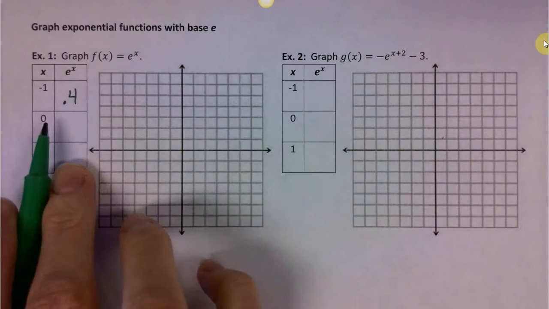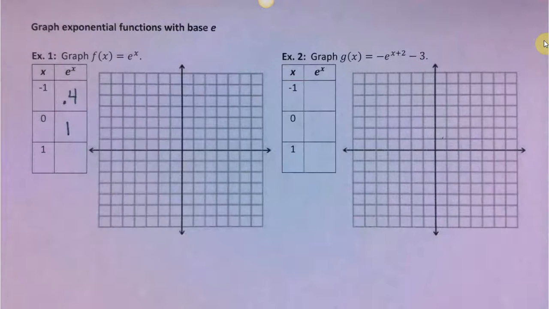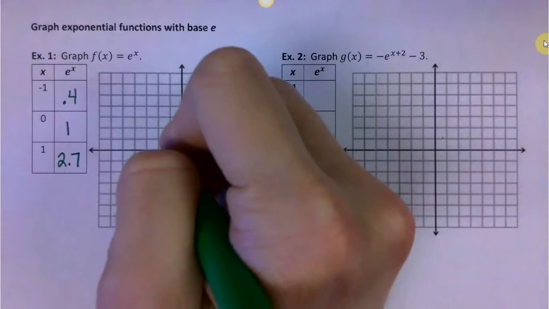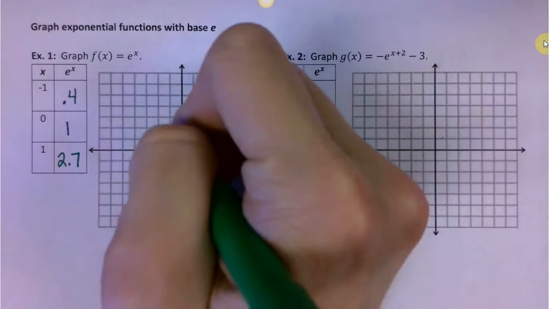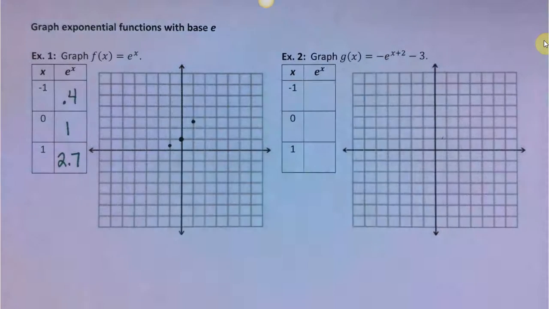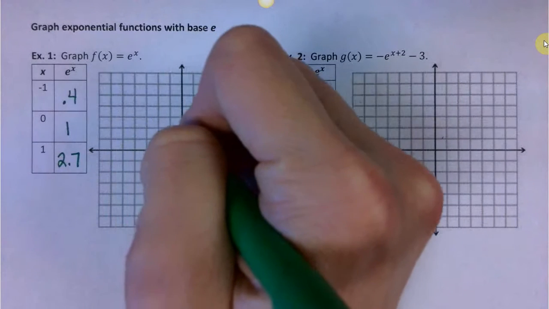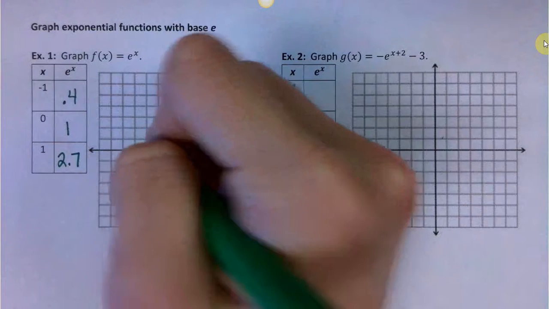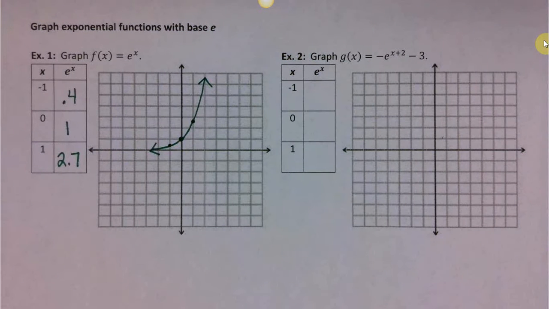When x is equal to 0, anything to the 0 is 1, including e to the 0. And then when x is equal to 1, e to the first power is just e, which we said is approximately 2.7. So then plotting these points, (-1, 0.4), (0, 1), and (1, 2.7), and then connecting those, we see the graph of e to the x looks very similar to our other exponential functions where we have a base greater than 1.